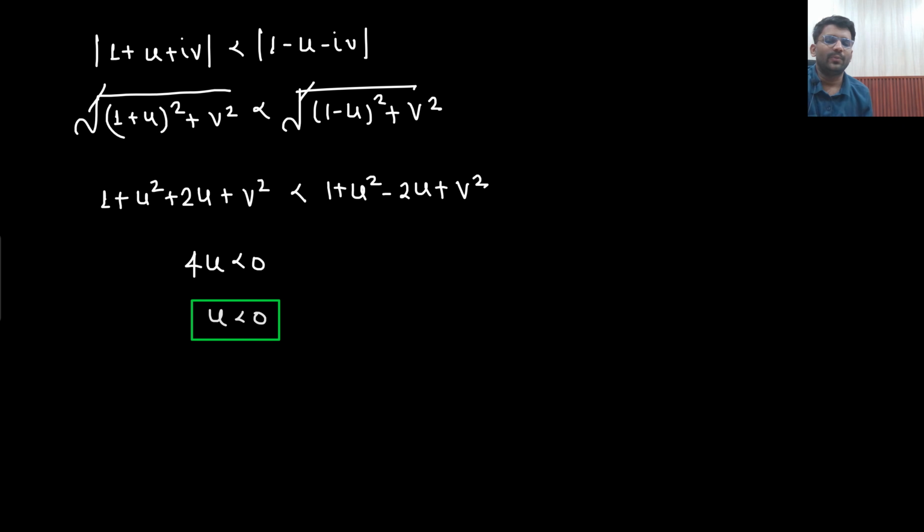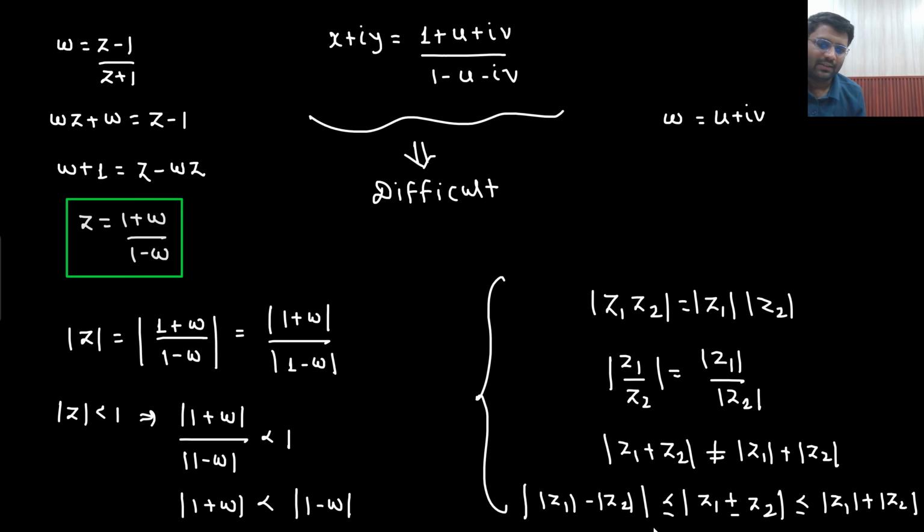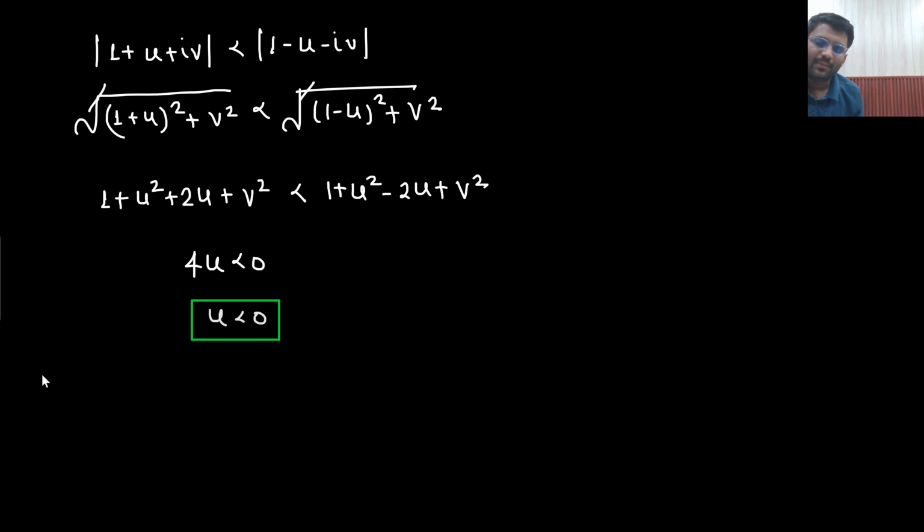So what we are getting? U being less than 0. That means, sir, mode of Z less than 1 is equated to u being less than 0. So what do you think will happen when mode of Z is greater than 1? That would be u being greater than 0.